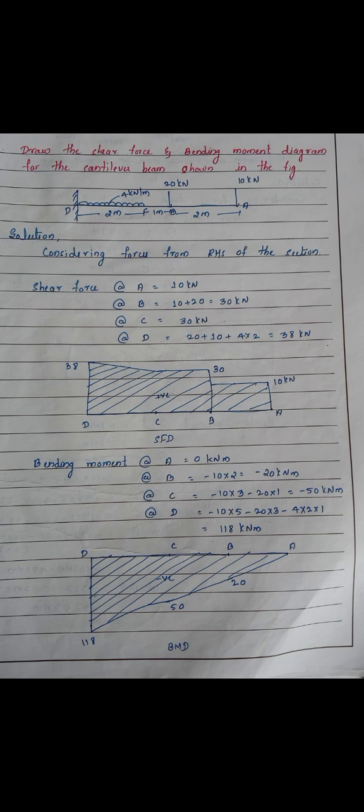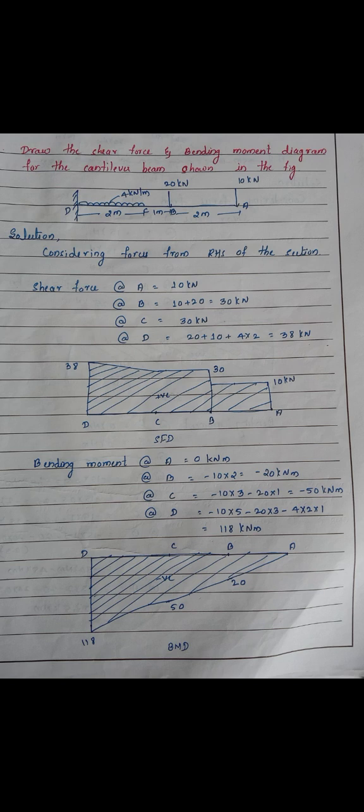In the same way, when we consider the shear force at C, there will also be two forces acting on the right hand side, that is 20 kilonewton and 10 kilonewton. Here at this point the UDL is starting, and at that point we will not consider the UDL. But when you come to point D, we need to consider the UDL also. But at point C, we will not consider the UDL. So we will only consider 20 kilonewton and 10 kilonewton, and because of that, shear force at C will be 30 kilonewton.